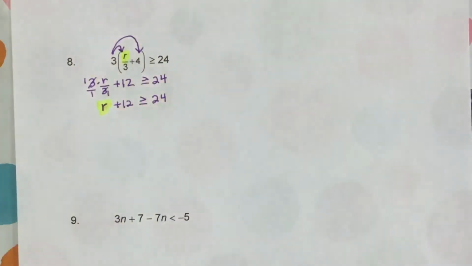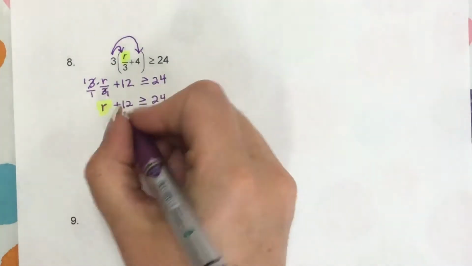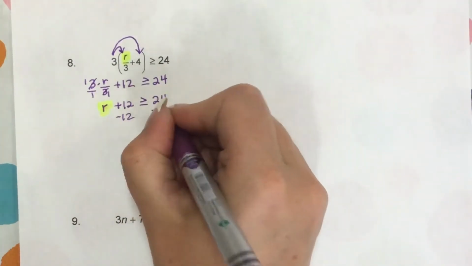I'm trying to figure out what r is. R is not by itself on this side of the inequality yet. It's close, but not close enough. So we have to get rid of this positive 12. We have to do the inverse operation, which would be to subtract 12 from both sides.